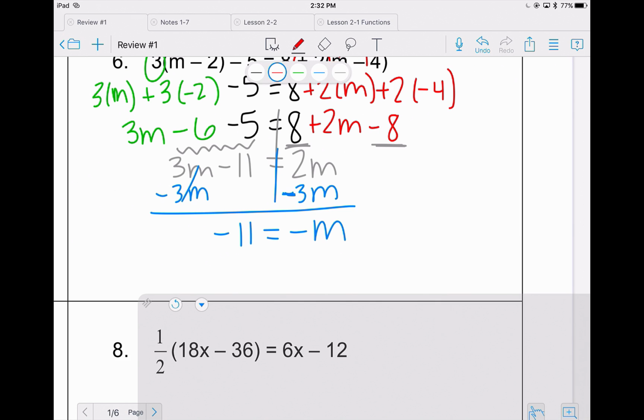So to finish up over here, remember this is an invisible -1, so I divide both sides by -1. Negative divided by negative cancels, so m equals 11.